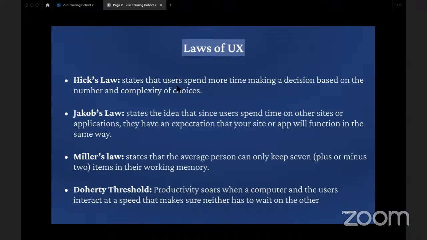Nelson Root said Jacob's law tells designers that though creativity is good, the users will be more comfortable if your products look similar to what they already know. Perfect. Clara said, use design elements that people are already familiar with, like icons. That's nice.